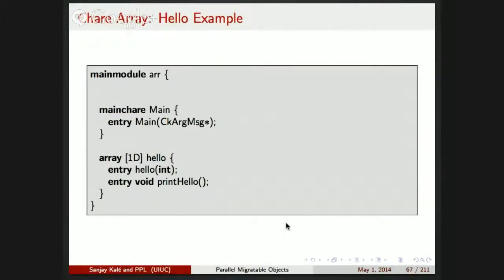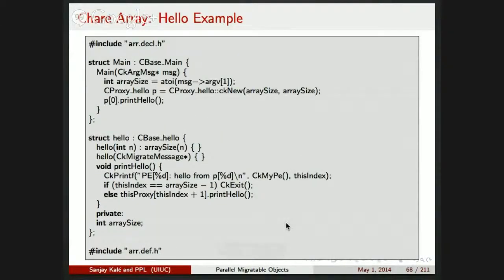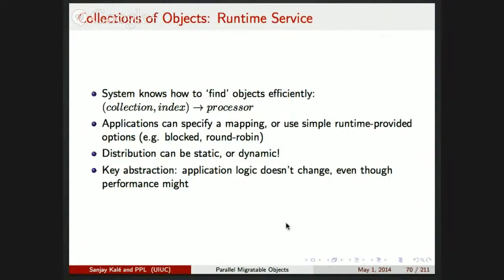So here again is the hello example, which we've already looked at. I don't think this is any different. Okay, so here's how the runtime is actually going to treat these objects. The system is going to know how to find the objects efficiently based on what collection it's part of and what index it can find its processor. So again, the applications can specify mapping, or if not, the runtime system will try to provide something sane, such as block or round-robin mapping.